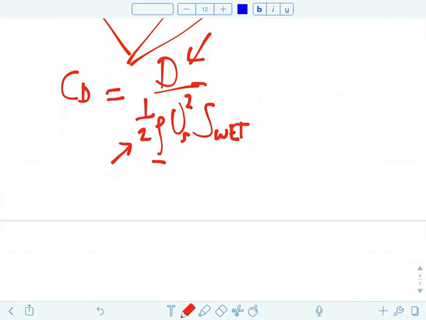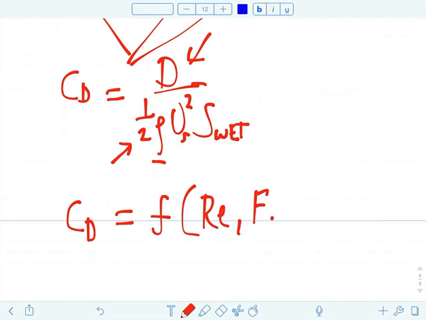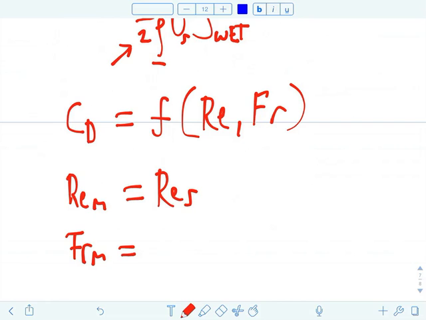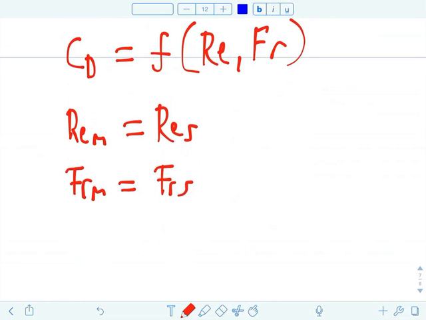So again, dimensional analysis tells us we can relate these quantities, that there's some functional dependence between these. The goal of model testing is to achieve dimensional similarity. If I can set the Reynolds number of my model equal to the Reynolds number of the full scale, let me call it Re_S, and at the same time set the Froude number of the model equal to the Froude number of the ship, then that tells me that the drag coefficient of the model is equal to the drag coefficient of the ship.